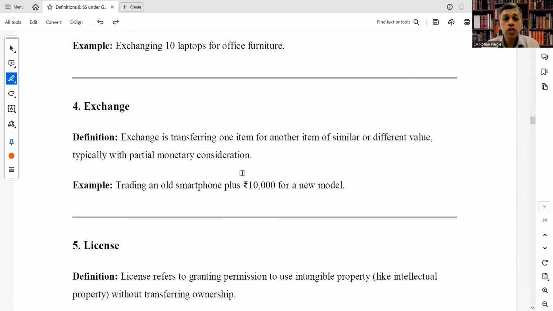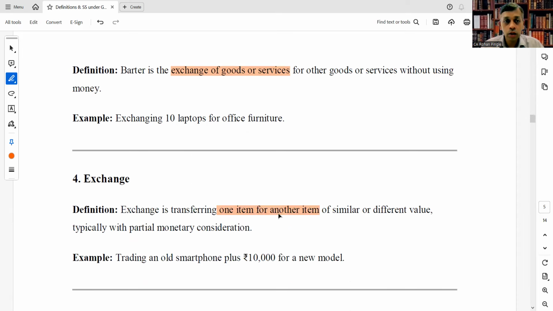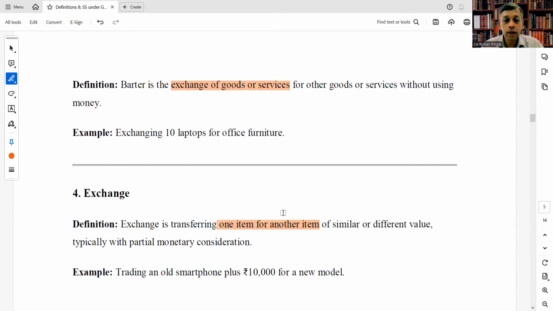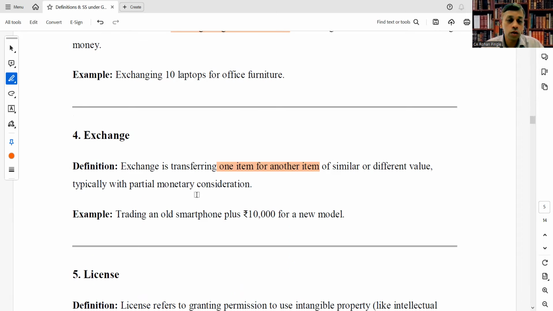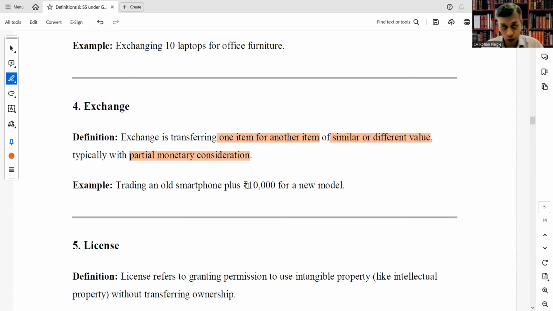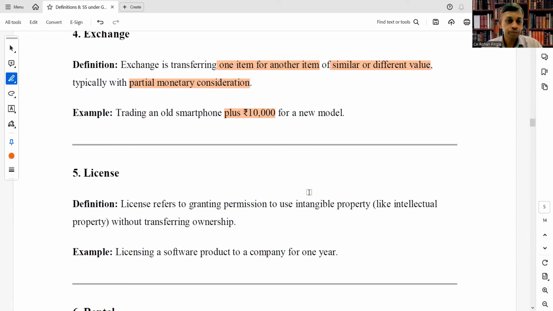Exchange is transferring one item for another item of similar or different value, typically with partial monetary consideration. It is a little bit similar to barter, but not in the sense that it may cover some part of the consideration. For example, trading an old smartphone plus rupees 10,000 for a new model. It means you are giving an old smartphone plus 10,000 for a new model. That is called exchange.